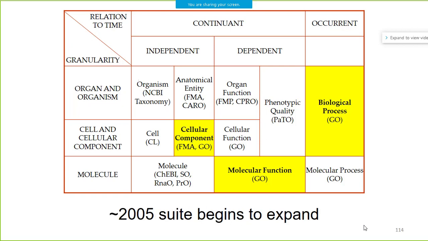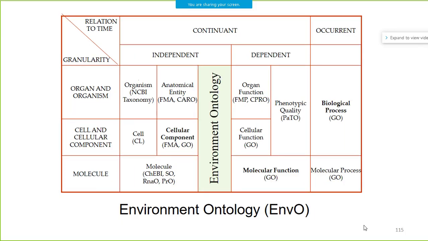Now, around 2005, we added the Environment Ontology, which will be very important for our study of definitions of system later in this collection of talks. The Environment Ontology crosses granularities. We have molecular environments, cellular environments, and then, of course, habitats for organisms.